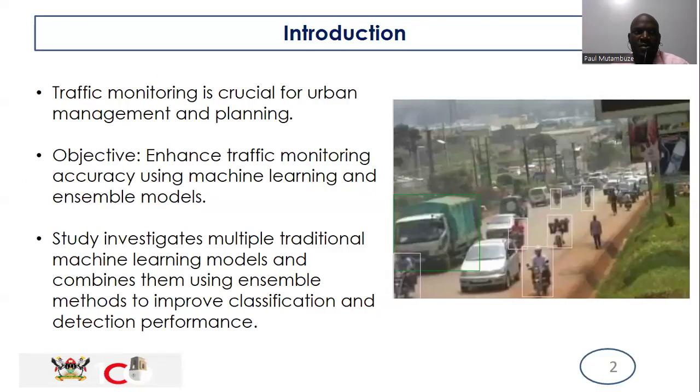Traffic monitoring is crucial for urban management and planning, of course. The objective of this study is to enhance traffic monitoring and accuracy using machine learning and simple models. The study investigates multiple traditional machine learning models and combines them using simple methods to improve classification and detection. We are evaluating various traditional machine learning models and combining them to come up with better performance.